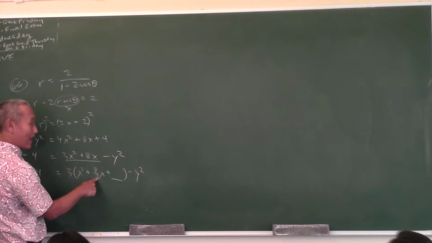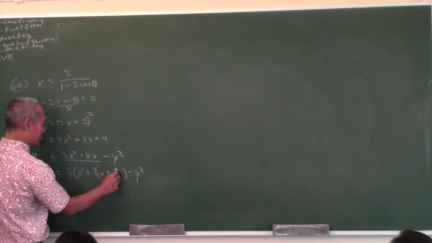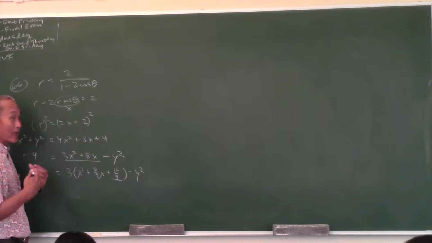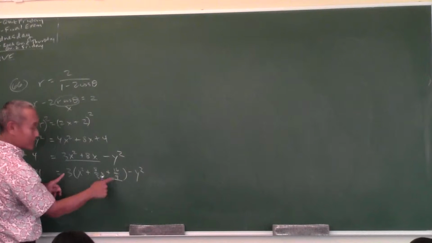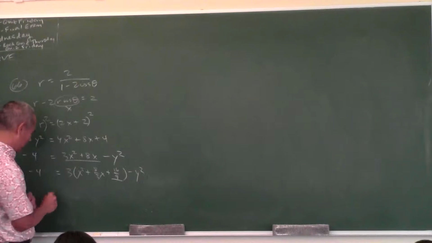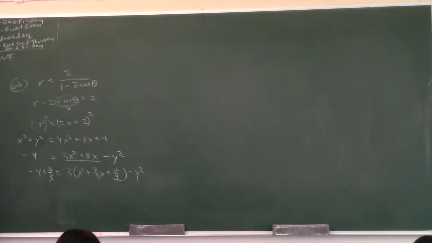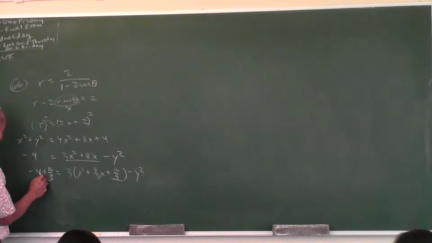You take half of that and you square it. What's half of 8/3? 4/3. 4/3 squared is 16 over 9. But what did I actually add? 3 times 16 over 9, which is 16 over 3. Terrible. Okay, and then if you add these two, you have to make a least common denominator.